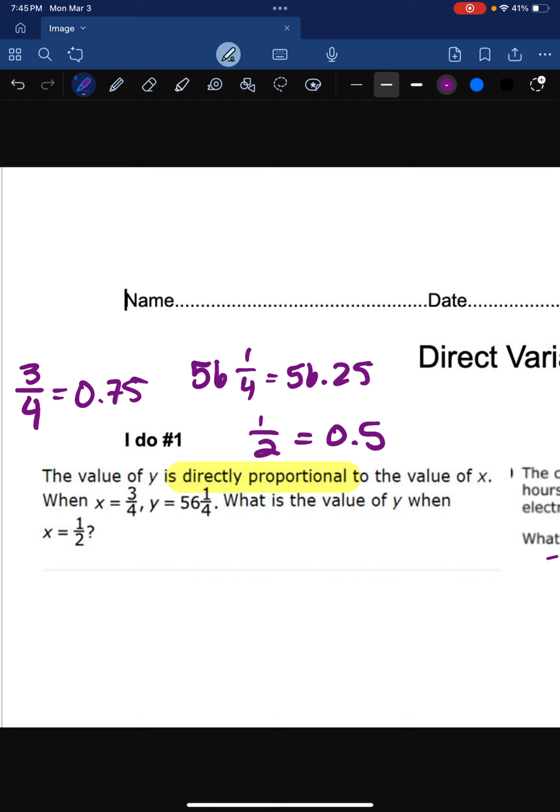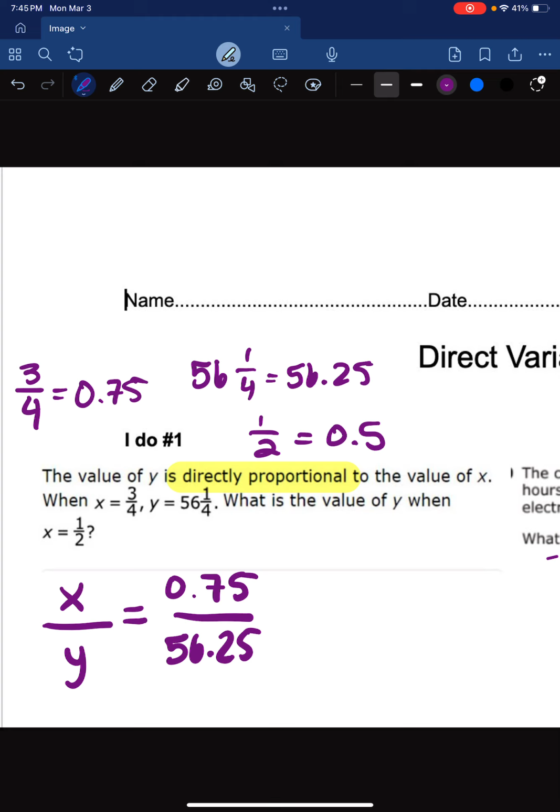Okay, here in this problem, we are comparing x and y. Sometimes you'll have words, sometimes you'll just have x and y. So it says here x is 0.75 when y is 56.25. So these two numbers are together in the question. They will be together in our fraction, in our proportion. And so then we have this lonely 1/2, which is x, 0.5. And we're looking for y, here our number.